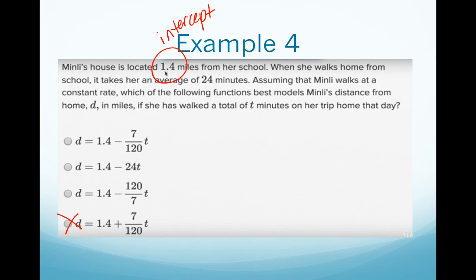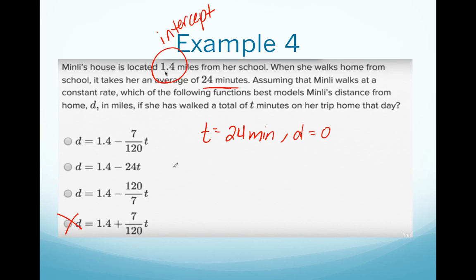In order to take a look at what would work, maybe you're still overwhelmed with it and you don't really know where to go, you can think about what might make sense. So here the problem tells us that it takes her an average of 24 minutes to get home. So that means that if the time is equal to 24 minutes, then the distance should be equal to 0. So if we take that idea and plug into these answer choices, we should be able to figure it out.